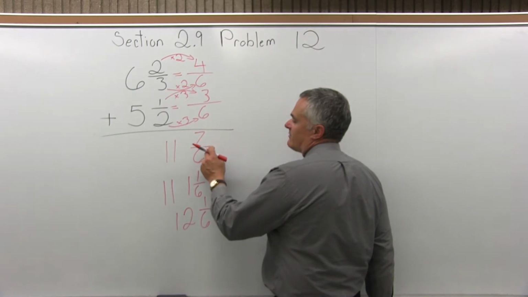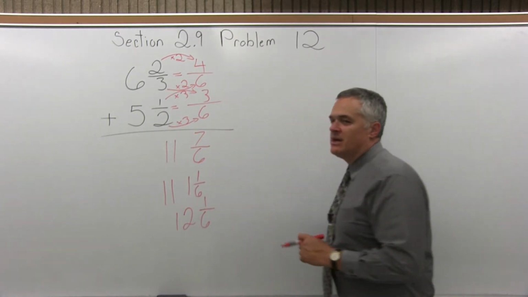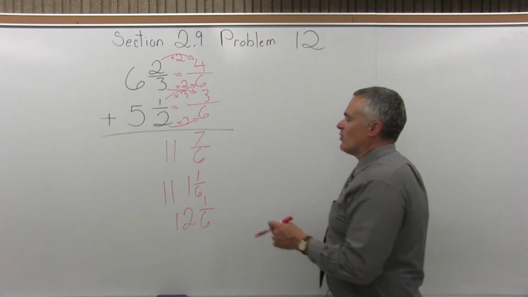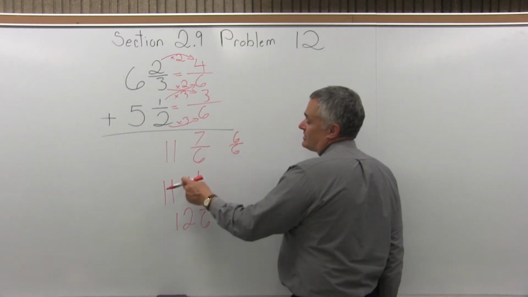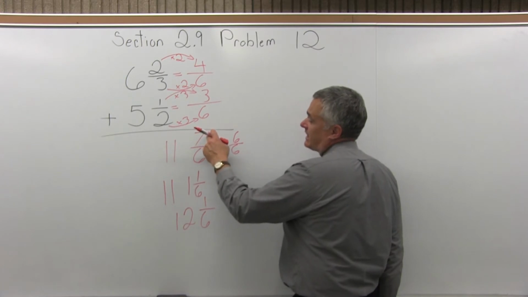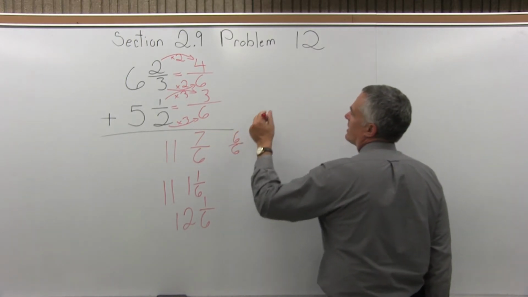Now, I did the 7/6 equals 1 1/6 kind of quickly. How did I get that? Well, I'm thinking that 6 over 6 is 1. So there's the 1, and I have one more 6 left over. Let's say your brain doesn't quite work that way.